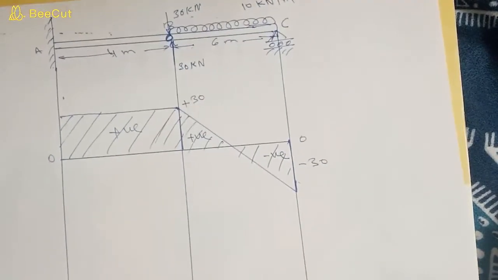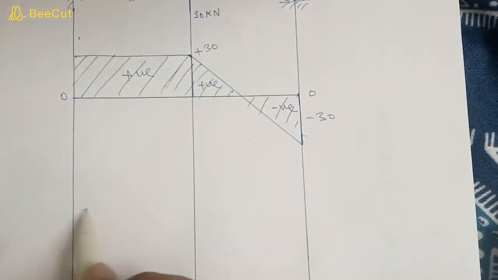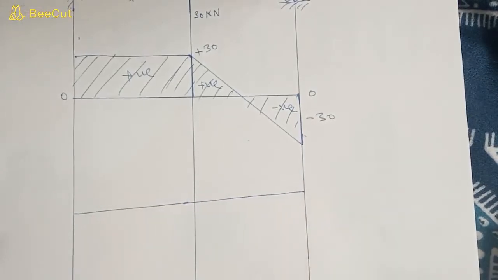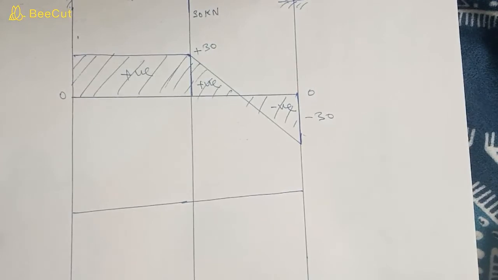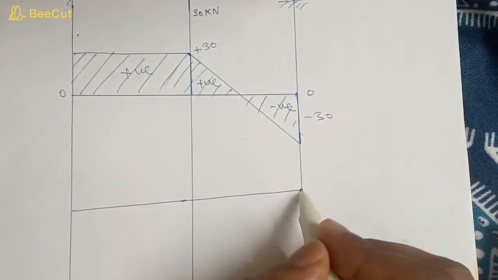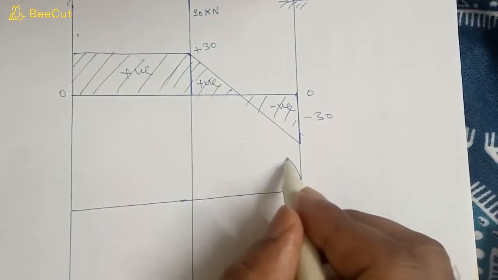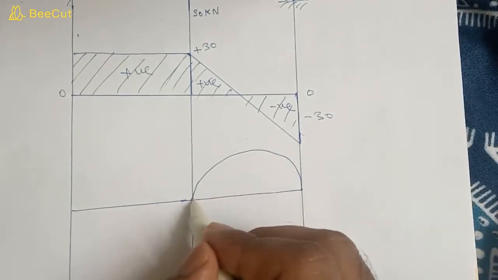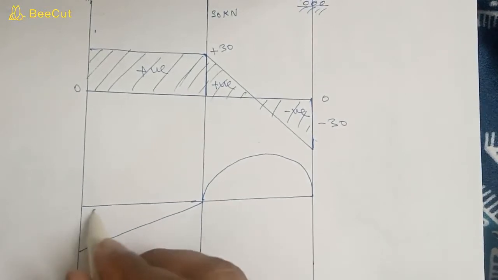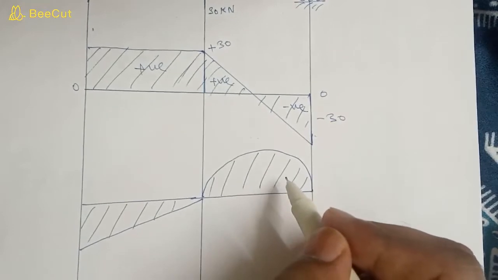Now, similarly, we will calculate the bending moment diagram for these two beams separately. If you have calculated the bending moment diagram for the simply supported beam, then we can directly put the values in here. In the simply supported beam, we have found a curve like this, and in the case of the cantilever beam, we have a bending moment diagram like this. So this will be the bending moment diagram of this total beam.